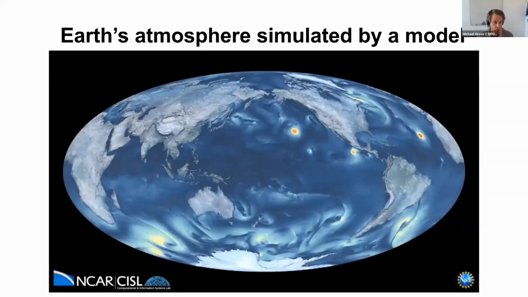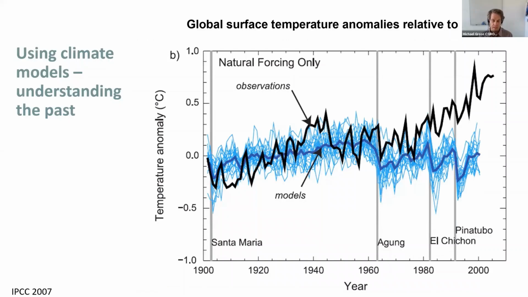They can do much more than just making climate projections of the future. They're also used for understanding the past. So here's a set of climate simulations gathered together of what the global average surface temperature is if you only apply natural factors. So this is things like solar variations, etc. And we can't reproduce the temperature rise since about the 1960s.